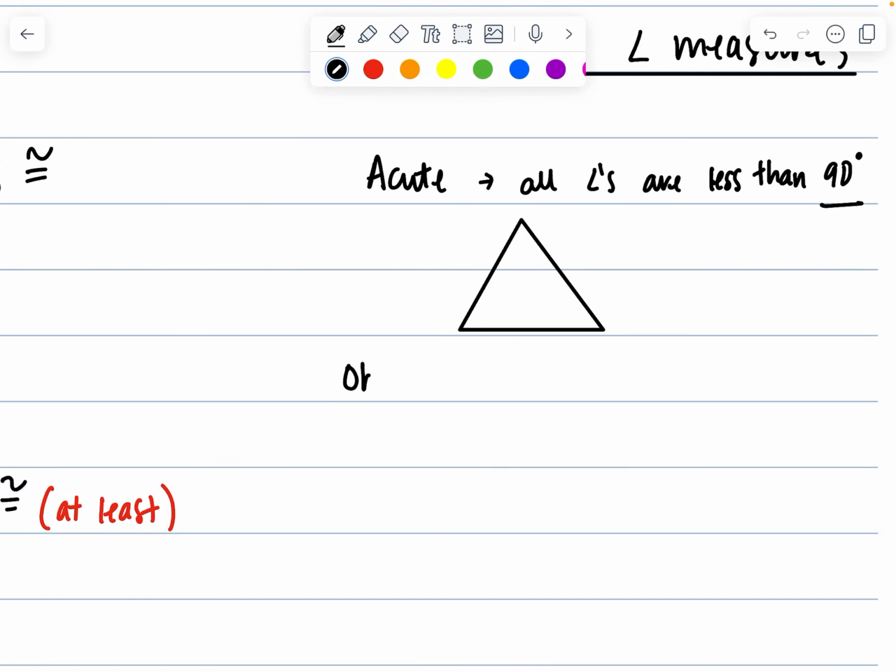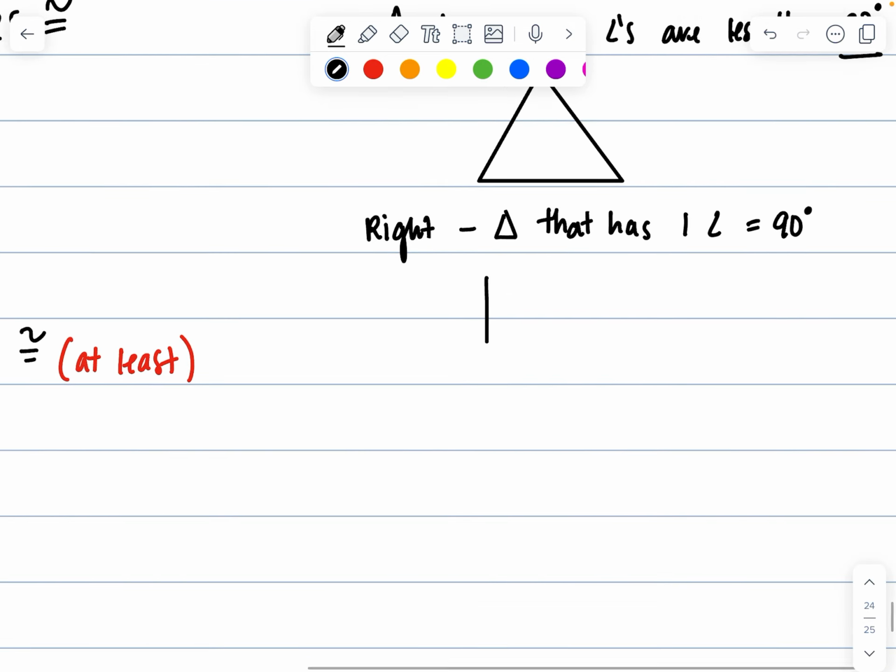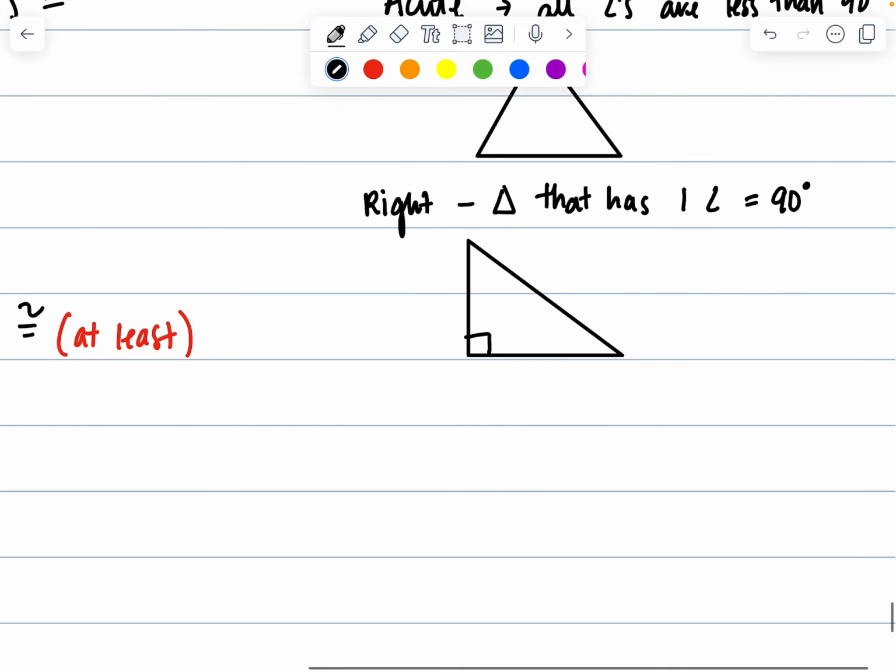Now, obtuse is, well, let's actually go right first because right is the next in order after acute. If we are less than 90, we have acute. And a right triangle is a triangle that has one angle that is equal to 90 degrees. Okay? And we show this by, well, how do we show right angles? A square. We need to show a square here, and that will be the largest angle in this because, well, you'll see what I mean by the triangle angle sum theorem.